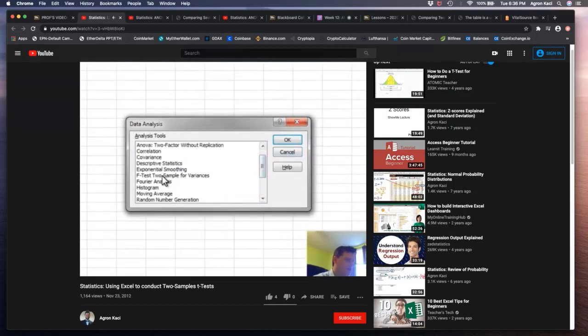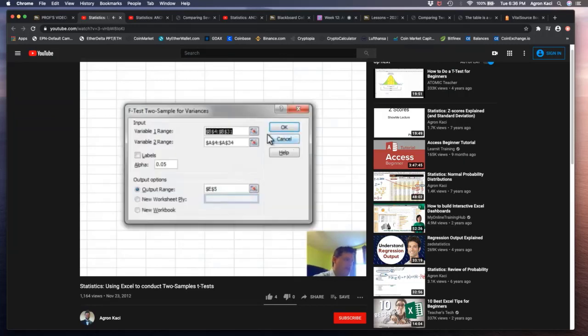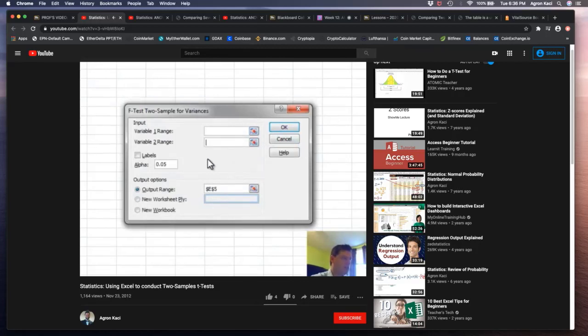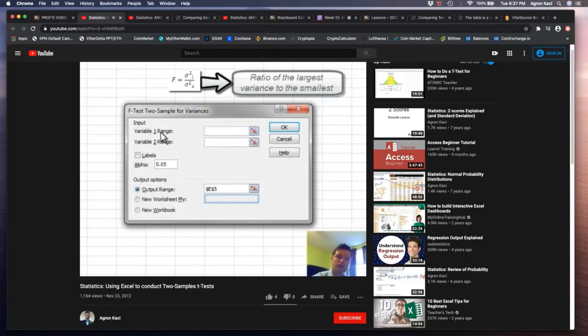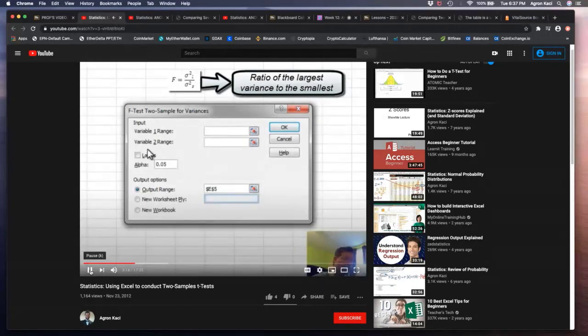When you do that, you have to go to the f-test for two samples for variances. Click on that test, click OK, and now you would see two empty spaces. The first range would be the first variable, and the second range would be the second variable data. One very important thing in Excel is that the variable 1 range should have the largest variance, and the variable 2 range should have a smaller variance, because the f-test is actually the ratio of variable 1 over variable 2.